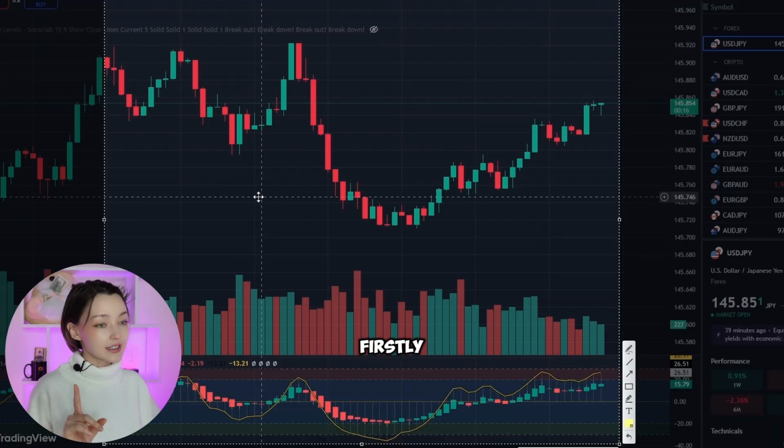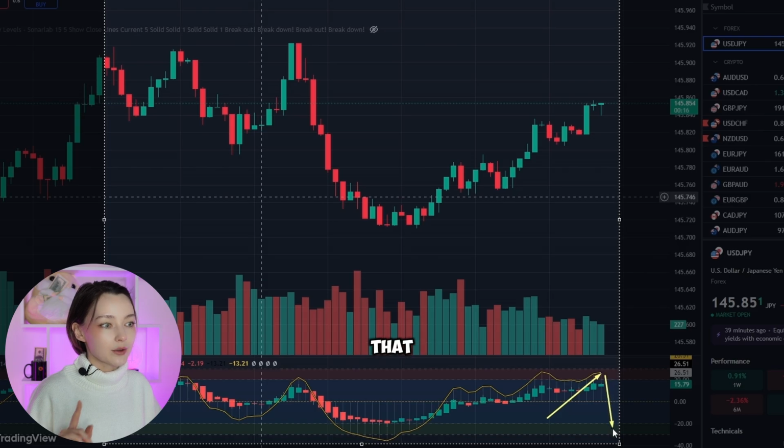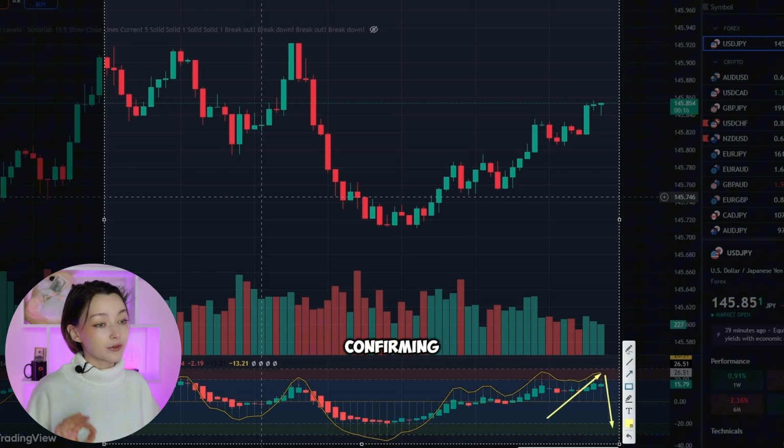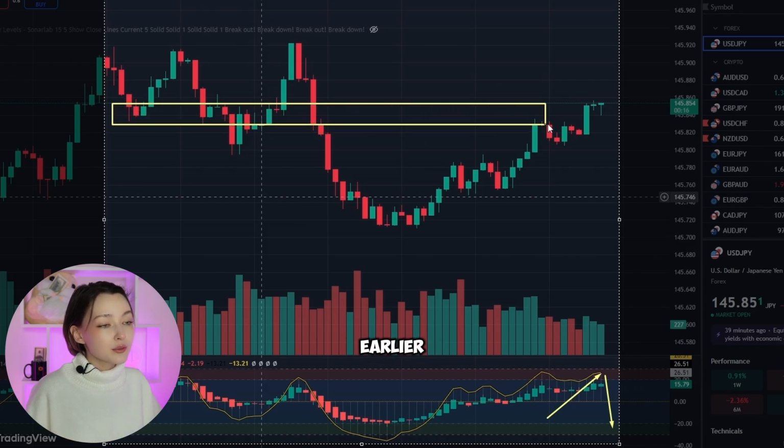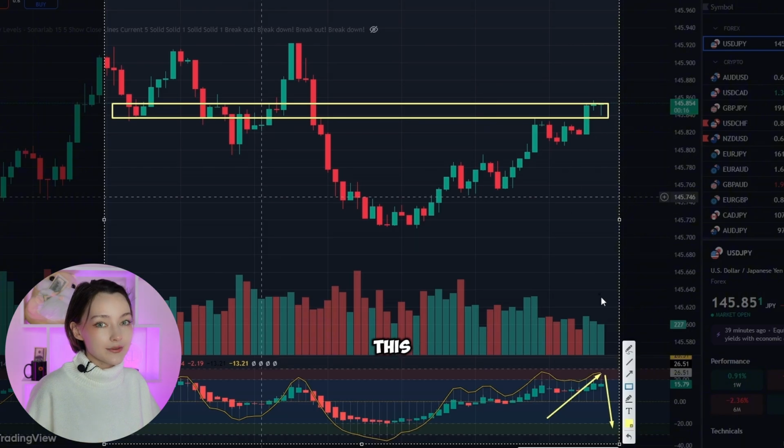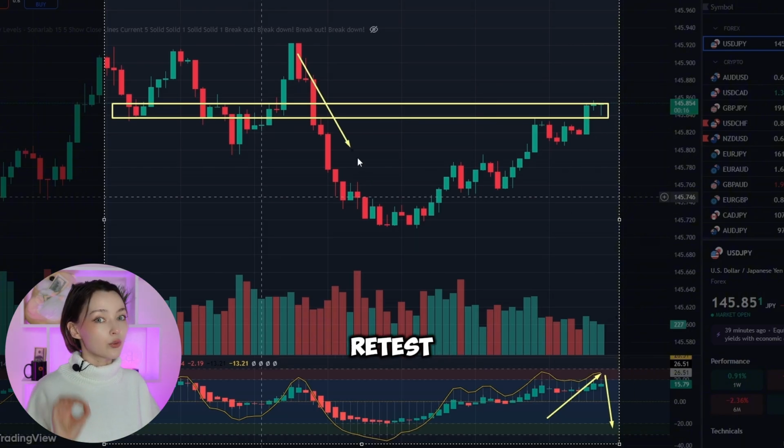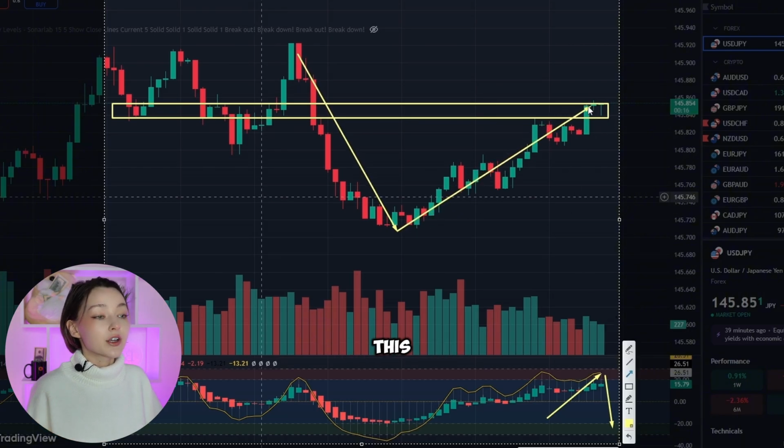In this case, firstly, I can see that the price has reached the overbought level of our indicator. From this level, I'm expecting a downward movement. And in addition to that, we should also be on the lookout for confirming factors. And as a confirming factor, I can mention this support level here, which has been broken earlier, but the price returned to it. And this phenomenon is called a level retest. And whenever we see this occurrence, the downtrend is usually to be continued.